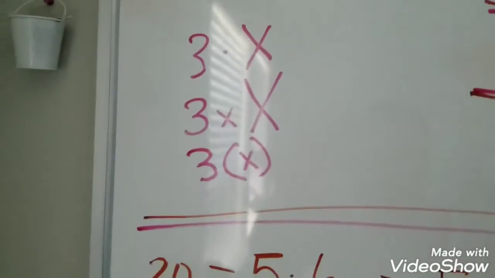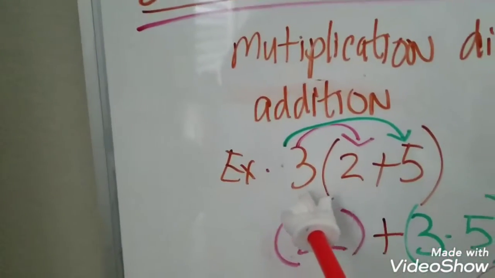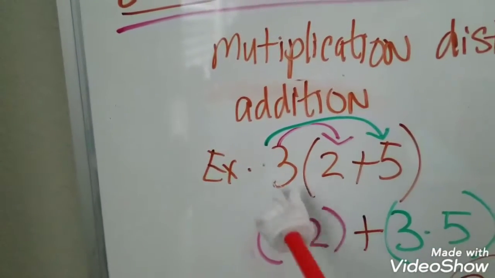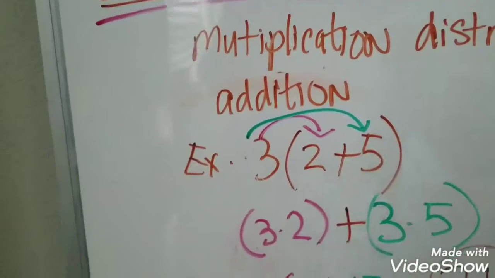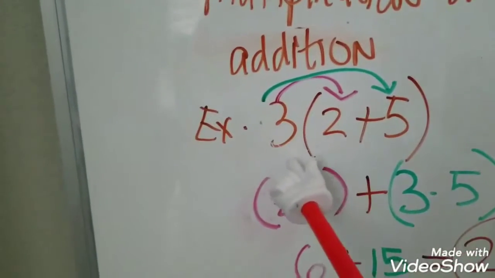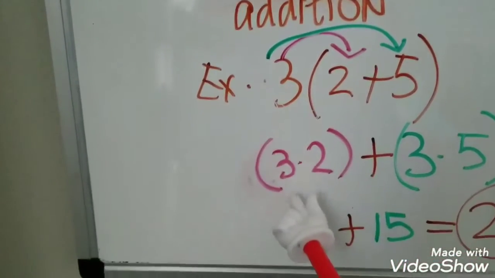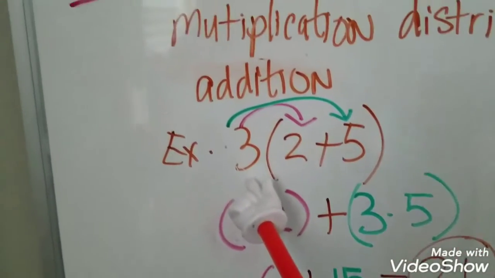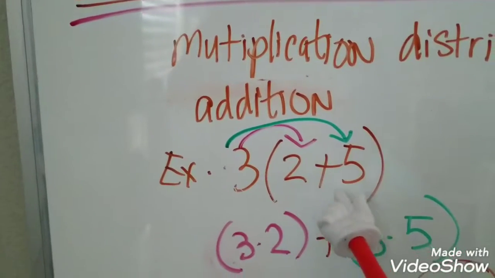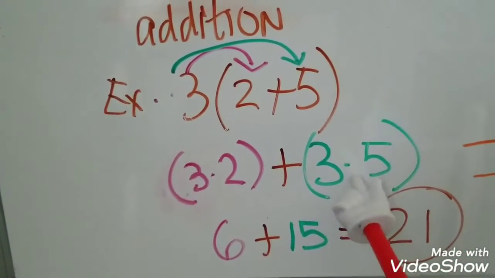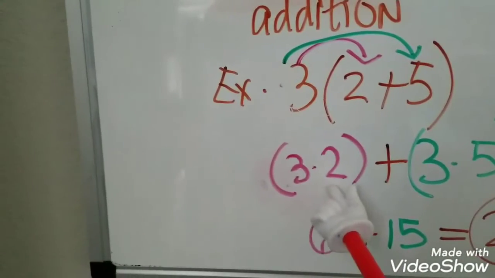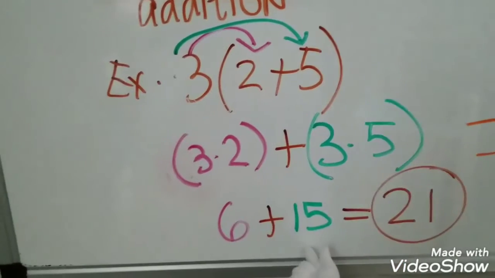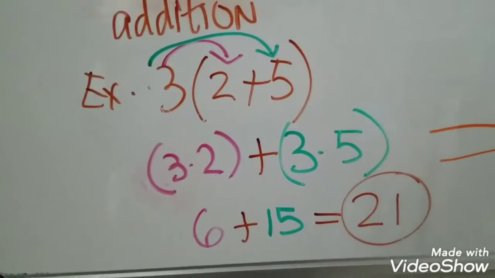All of that means multiplication. And that's where we get the multiplication distributing over the addition. So let's see what that looks like. We distributed the 3 to the 2. That's how we got 3 times 2. We bring down our sign. We're going to distribute the 3 to the 5. That's how we got 3 times 5. So 3 times 2 is 6. Bring down our sign. 3 times 5 is 15, equals 21.